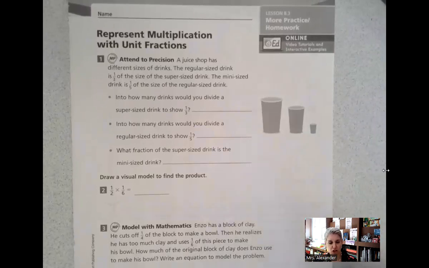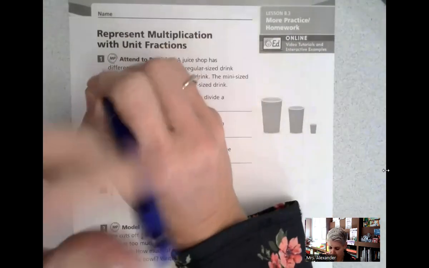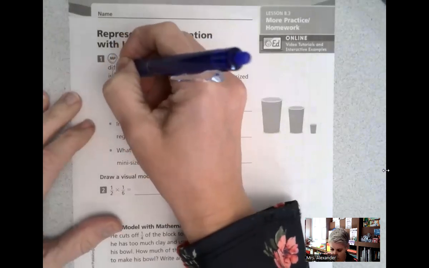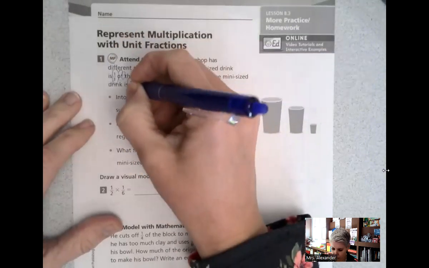We have a juice shop that has different sizes of drinks. The regular size drink is 1/3 of the size of the supersized drink. The mini size drink is 1/5 of the size of the regular size drink. Oh boy. So made me think of Starbucks as I was reading this.